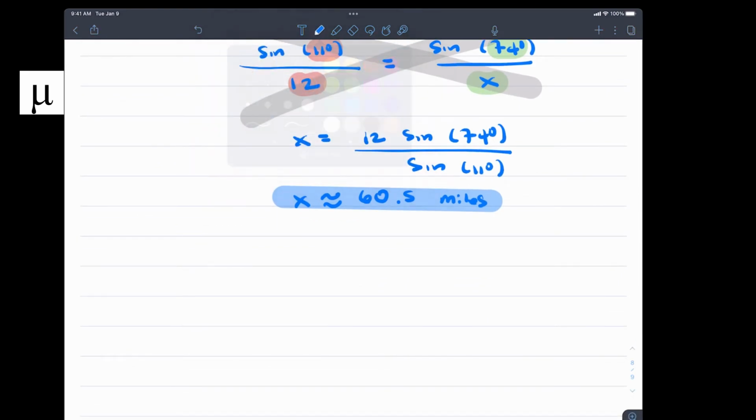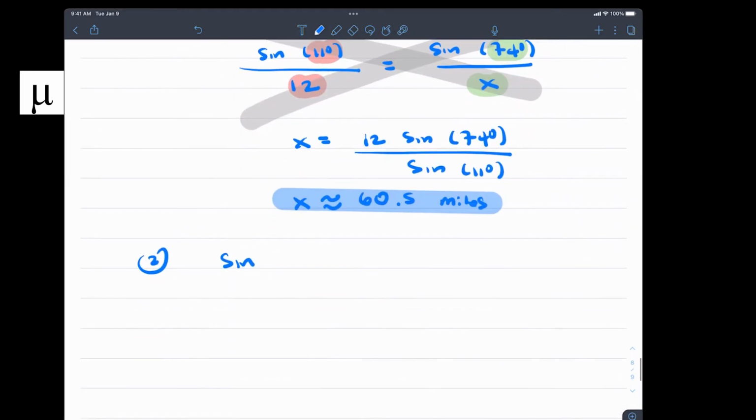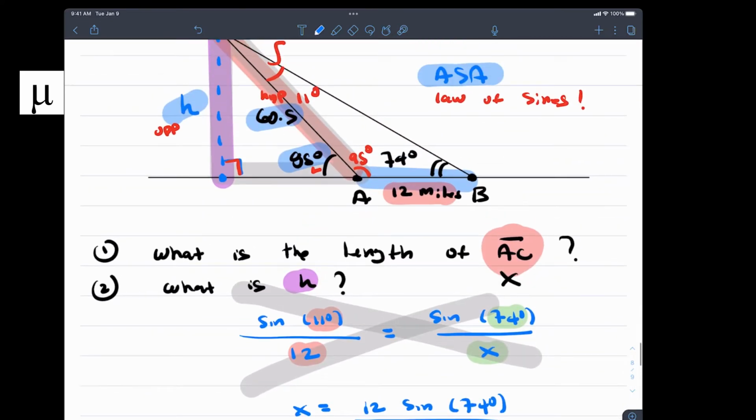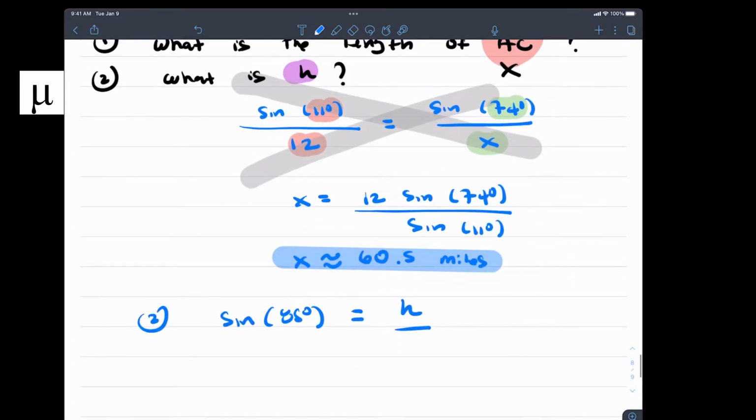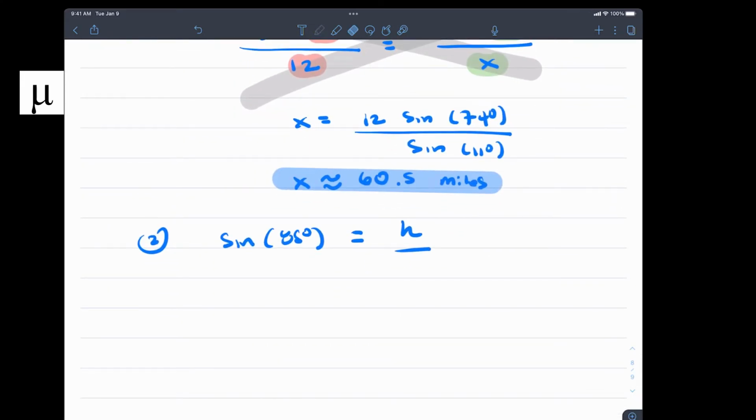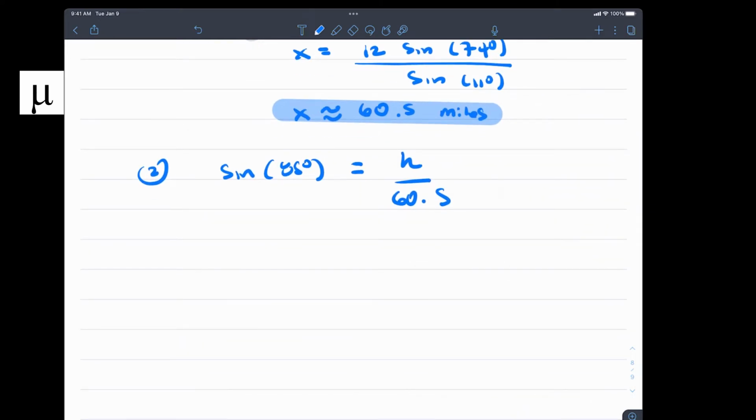What is that, sine? So for question 2 now, we know sine of 85 degrees equals H over 60.5. So then H would be 60.5 sine of 85 degrees.